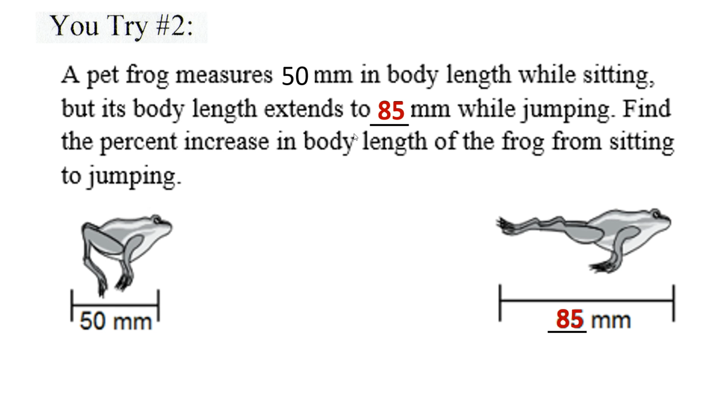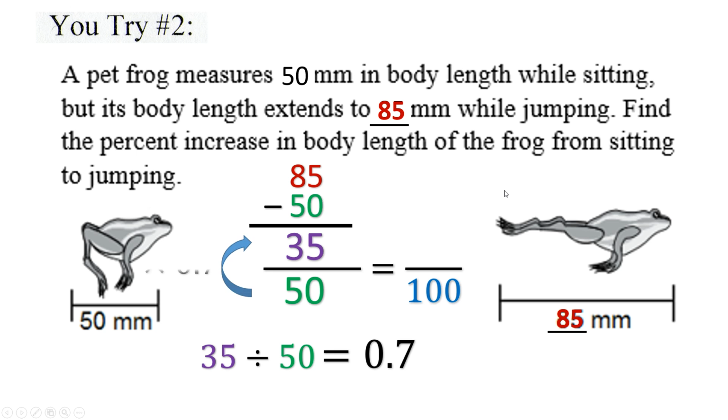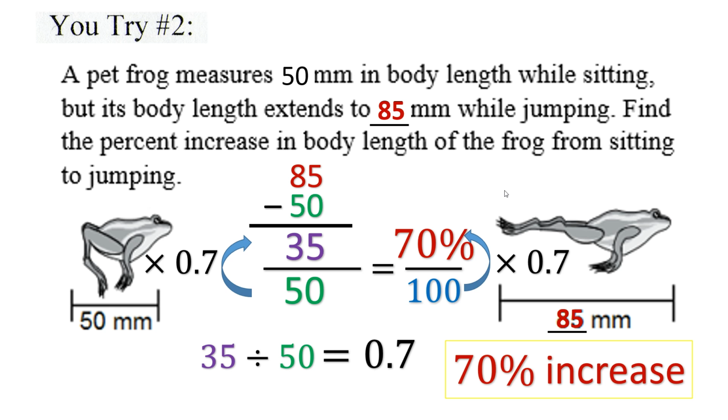Okay, top right, please pause the video and try number 2. So on this one, we're finding the percent increase of the body length of the frog from sitting to jumping. So from sitting, which is 50 millimeters, to jumping, which is 85 millimeters, we're going to figure out how much the increase is. So find the difference between the two, which is 35. And then the original, in this case, it says from sitting to jumping. So sitting is the original. Now, on this one, you could do times 2. 50 times 2 is 100, 35 times 2. Or you divide and get your decimal, and you will get 70% increase, regardless of the method you used.